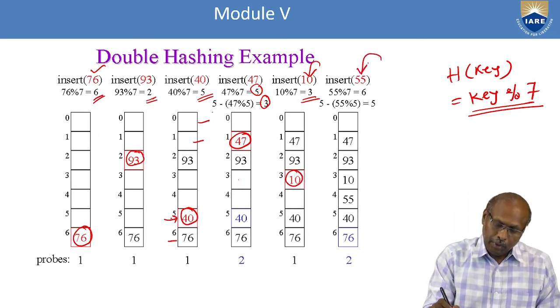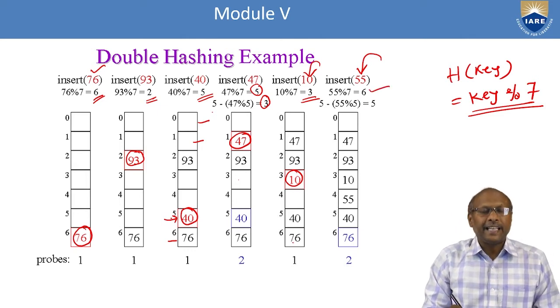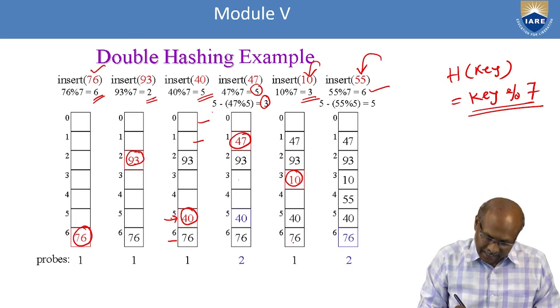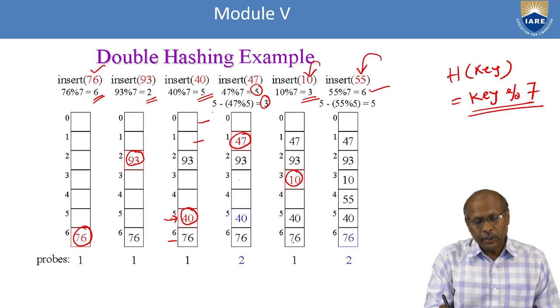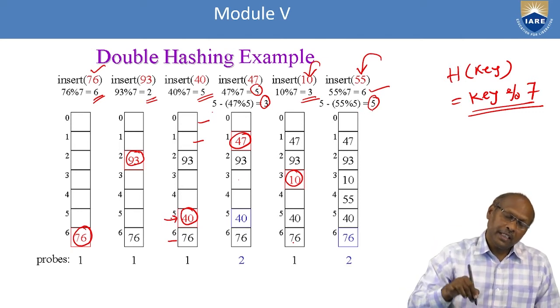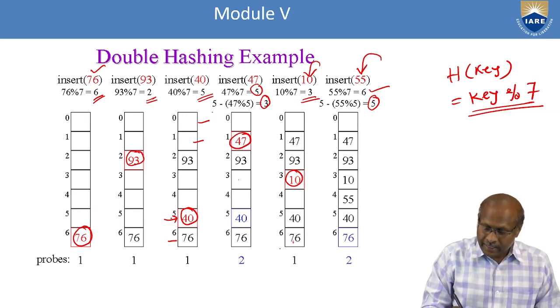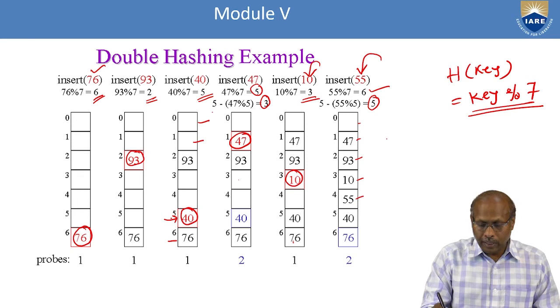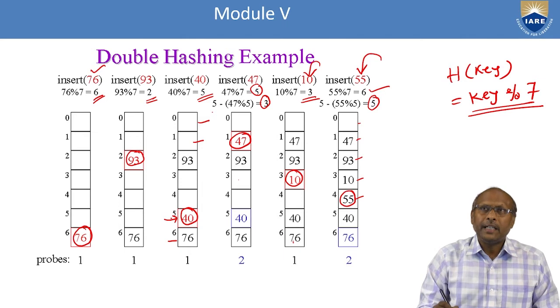Next, 55. 55 modulus 7 is how much? 6. But in the 6th place data 76 is already there. So when a collision occurs, I should apply double hashing. So 5 minus 55 modulus 5. 55 modulus 5 is how much? 0. So 5 minus 0 is 5. So I should go 5 places from where the collision occurs. My collision occurs at the 6th place. I'll come down: 1, 2, 3, 4, 5. So I should go to the 5th place, and there I am storing my 55. So this is the way I can retrieve the data.